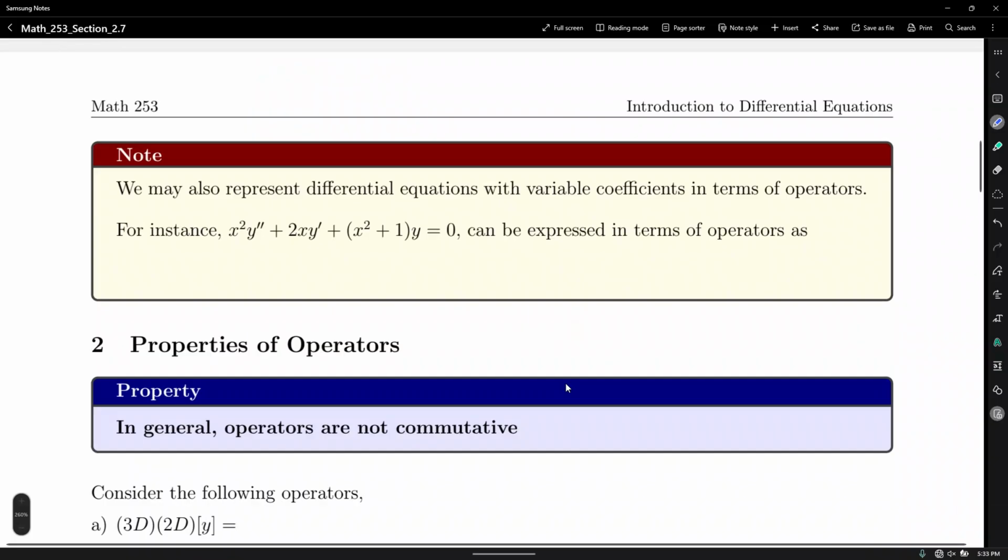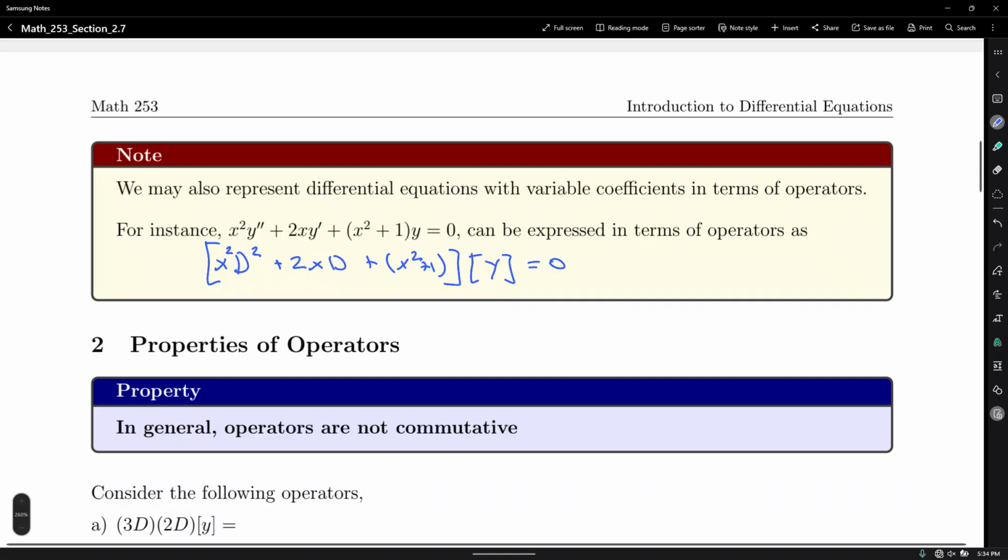How do we do this? Well, we simply replace the prime notation. So we're going to have this acting on some y equals 0. But what do we have? This is the second derivative, d squared, and just keep the variable coefficient. Just like we kept the constant coefficients, keep the variable coefficients. Plus 2xd plus x squared plus 1. And all of this is going to act on the dependent variable y by taking its corresponding derivatives and multiplying with whatever coefficients, whether these are constant coefficients or variable coefficients.